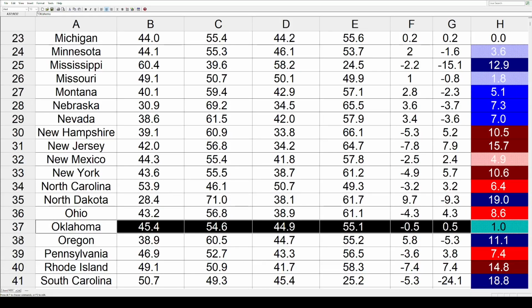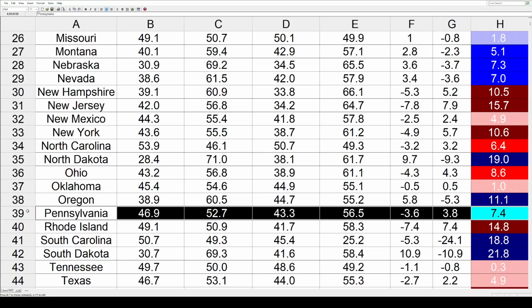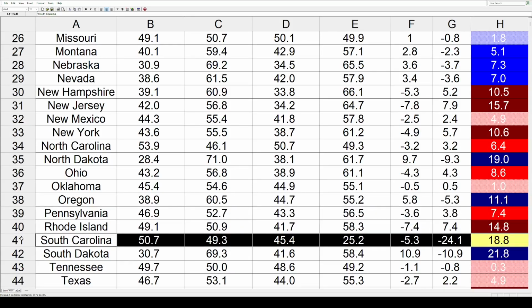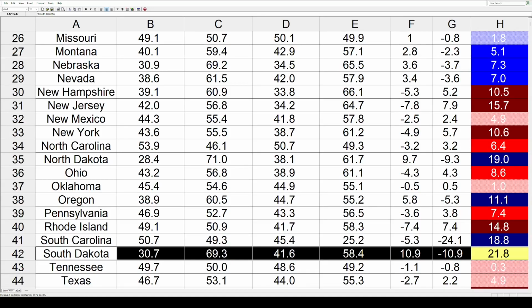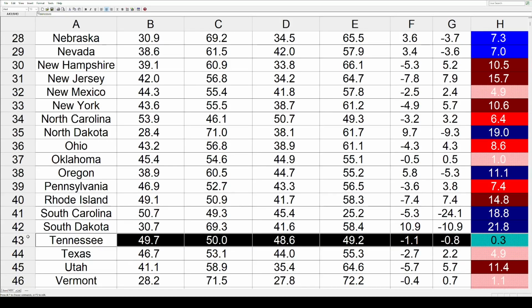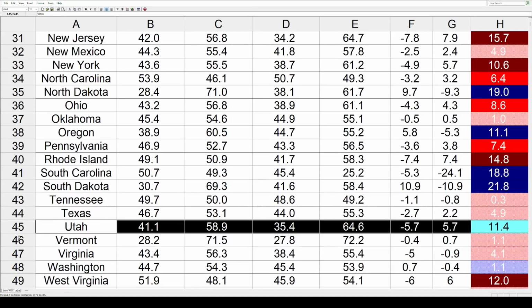Oklahoma, a milder shift there by 1%. Oregon, double digits, 11.1 toward the Democrats. Pennsylvania 7.4 toward the right, even more in Rhode Island by 14.8. South Carolina 18.8 toward the Democrats. South Dakota had the biggest shift out of all the states, 21.8 toward the Democrats. Tennessee had almost no net change, only 0.3 toward the Republicans. Texas had a stronger red shift of 4.9. Utah even stronger by 11.4.